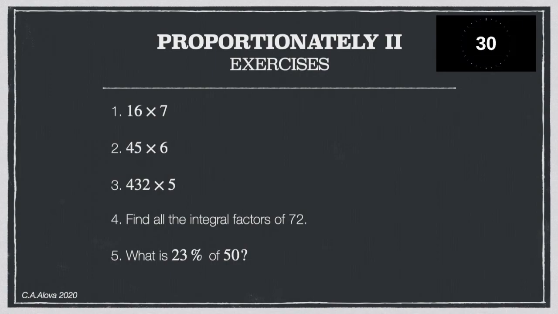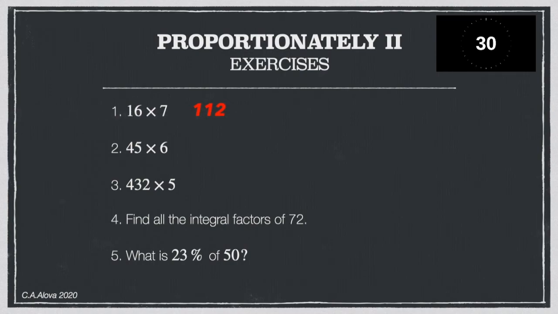Let's answer them one by one. Shall we? For number one, we have 16 times 7. Maybe you can think of 16 as 2 times 8, so that we can have 2 times 8 times 7. 8 times 7 is going to give us 56. Double that. That's going to give us 112.